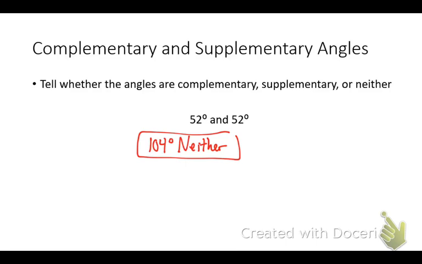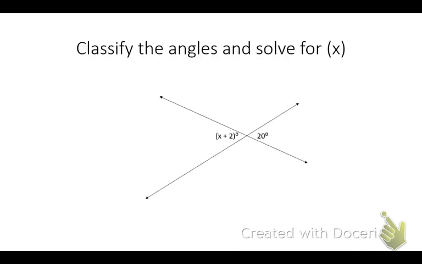All right, so you have a similar section on your test tomorrow to what you saw in your quiz. If you add them together and it's 90 or 180, then it's complementary or supplementary. Okay, if not, it's neither. I want you to classify these two angles. All right, so we learned 3 different kinds of angle relationships. We learned complementary angles and what that looks like, supplementary and vertical angles. So what kind of angles are these?